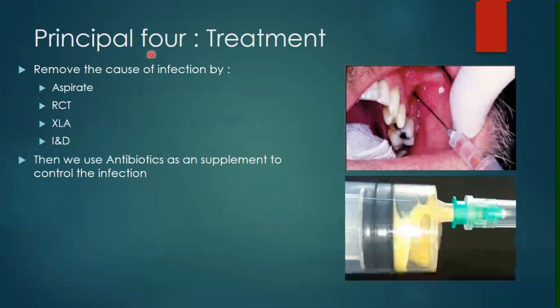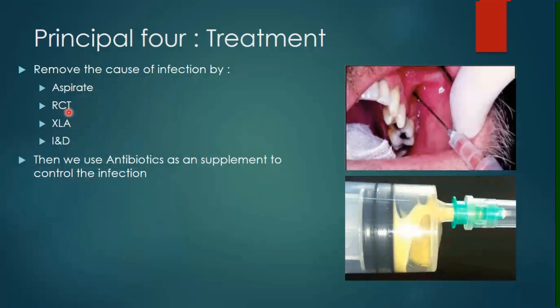Okay, now principle 4, treatment. How you can treat the abscess. First of all, you have to remove the cause of infection. Before doing that, aspiration is not to remove the cause of infection, but I will aspirate for every infection just to double check if it's pus or something else, and send a sample to the lab to do the antibiotic sensitivity test on the culture.